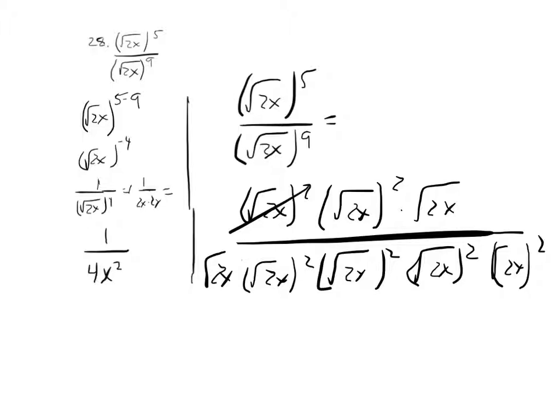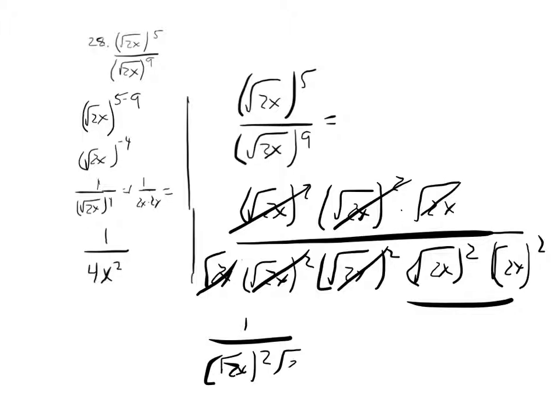And then what happens? Cancel, cancel, cancel. That leaves me 1 over root 2x squared, root 2x squared, which is what we got in the last expression, and that's going to be 1 over 2x times 2x, 1 over 4x squared. Get to the same place. A lot more work. If I recognize that I've got a common base here in the beginning, it becomes a pretty simple problem. Actually going and distributing through is a lot more work.